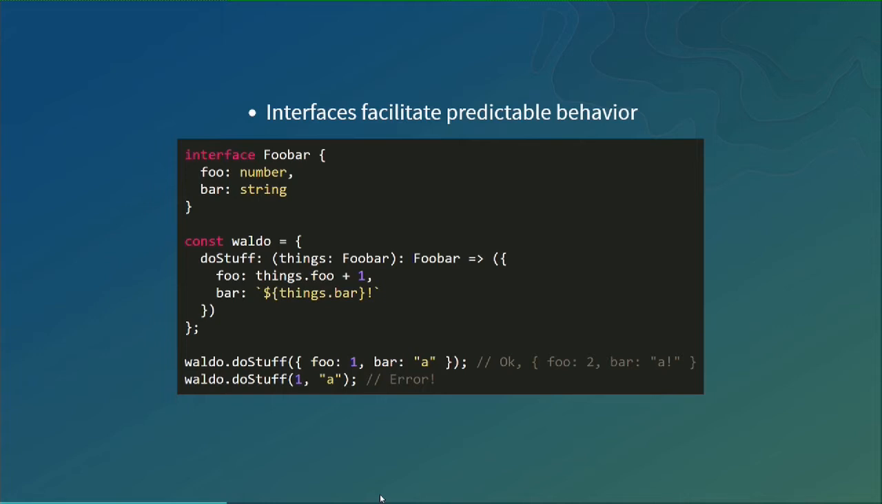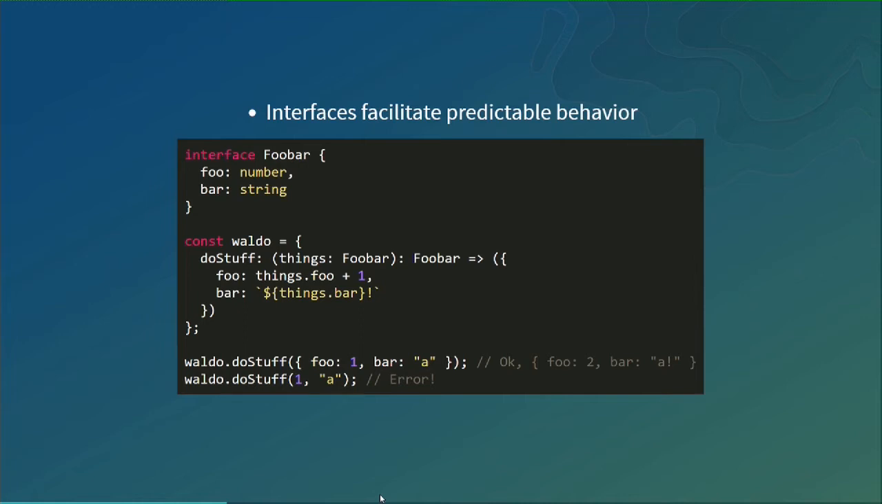We can get rid of those dragons now. So const Waldo is an object. It has this doStuff function again. It takes things, but this time things are of the type FooBar, or they satisfy the interface FooBar, and it's going to return another FooBar. And you can see in my implementation of the doStuff function that foo takes that number foo and it increments it by 1. And it also takes the string bar and it just adds an exclamation point to it. This is using template literals. That's another really nice ES6 feature that just kind of shortens the amount of noise around combining strings.